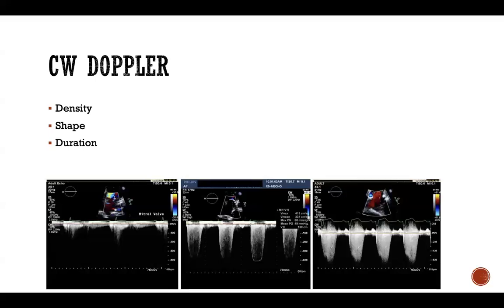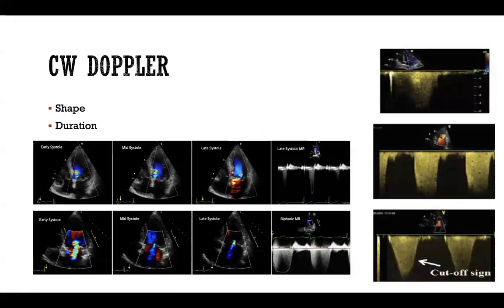When you look at the color wave Doppler, we look at the density. As the envelope gets more dense, the severity of the mitral regurgitation is getting more severe. As you can see, here is a mild mitral regurgitation, somewhat moderate mitral regurgitation, and severe mitral regurgitation. But of course, it is not enough to look at the density only.